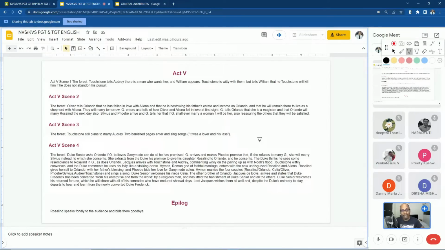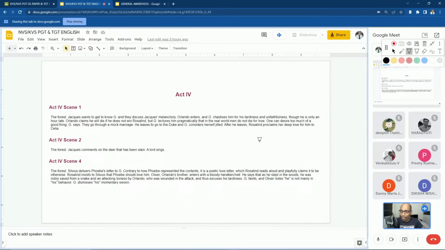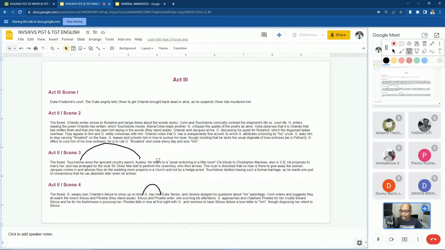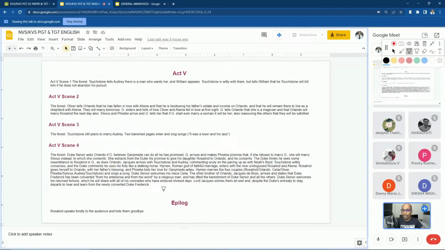So Orlando marries Rosalind, Oliver marries Celia, and Touchstone marries whom? Touchstone marries, if I am not wrong, Audrey, and Sylvius marries Phoebe. So all these different love stories in one single play end in a happy way. Duke Senior welcomes his return of fortune. When Duke Senior came to know that Duke Frederick had changed and returned his kingdom, he also felt happy, which he will share with all of his comrades who had endured hard days.